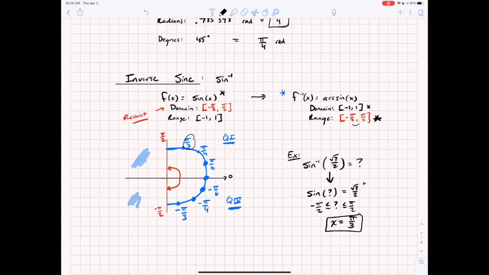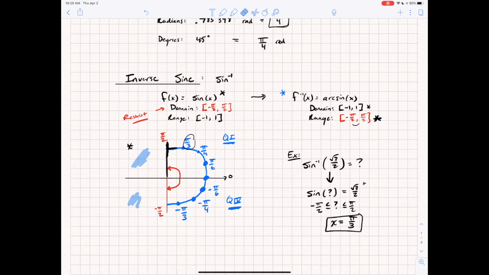This is why the calculator can only produce pi over 4 and not 3 pi over 4 as a solution, because 3 pi over 4 is over here in quadrant 2, and inverse can't get there. Again, it's blocked here at pi over 2. It doesn't exist past that line. So it's never going to give me any answers past that line. All right, and so this is inverse sine.